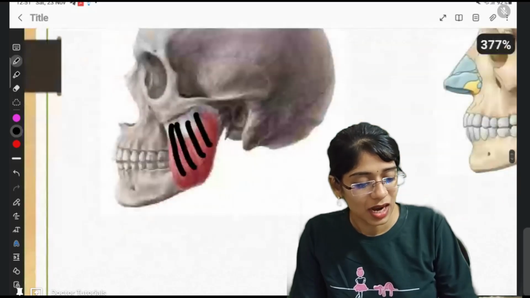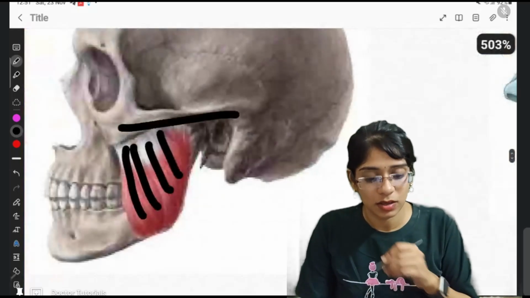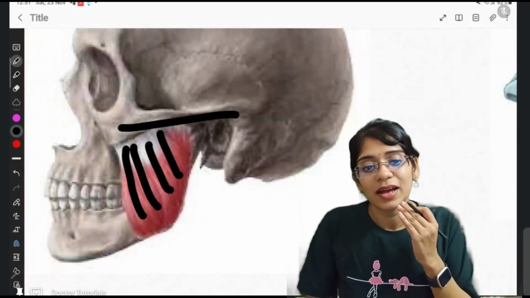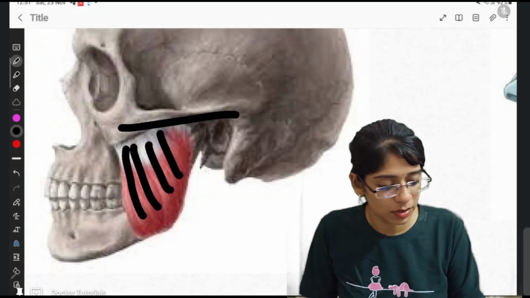Now, where does it start from? Where does it get inserted? See, it starts from the zygomatic arch and it gets inserted to the ramus of the mandible. You can just remember that.